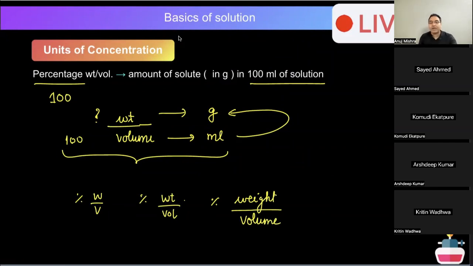Percentage W by V, percentage WT upon VOL, that is weight by volume, or percentage weight by volume. It's the same thing. It is defined as 100 ml solution, how many grams of solute? These words are important: solution, solute. Don't think solvent is written. Read things very, very carefully. How many understand this definition and this line? Amount of solute in 100 ml of solution is known as percent weight by volume.